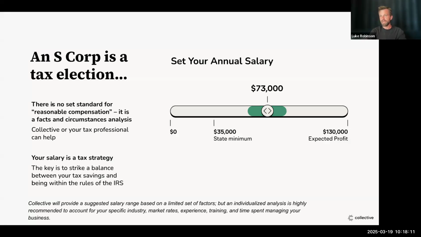And sometimes that can be hard to do by yourself. And what we can do is, if you come on board with Collective, we'll give you a salary recommendation. We'll suggest what we think you should pay yourself, to keep the government happy. So we'll take care of that. And it's important to note that, of course, your salary is a tax strategy, which means you don't want to pay yourself so low to where it makes the government mad, but you also don't want to pay yourself so high to where it eats up all your savings in the self-employment tax. So it's a balance.